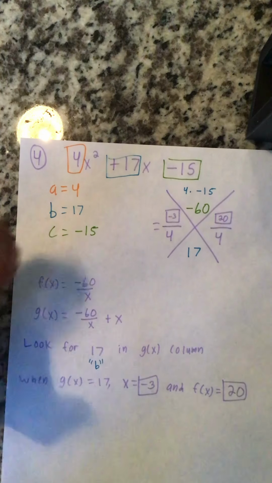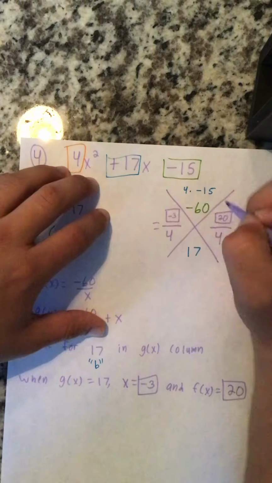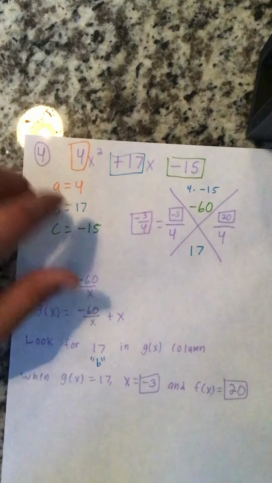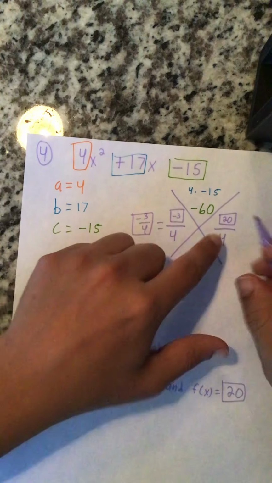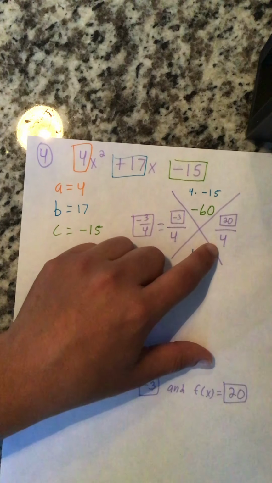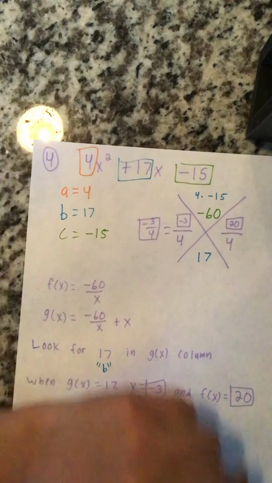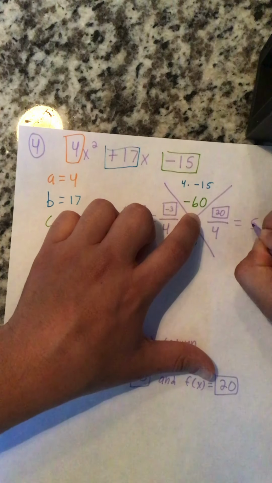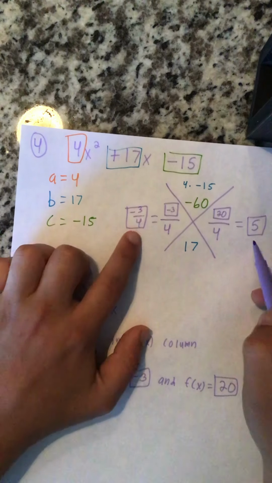Can I reduce that to anything? No, I can't. If you put that in your calculator, you would get negative 3 over 4. It would just spit out the same thing. So that's one factor. On the right side, 20 over 4. Can I reduce that? Hopefully you say yes, or you put it in your calculator. 20 divided by 4 is 5. So I have my two factors.